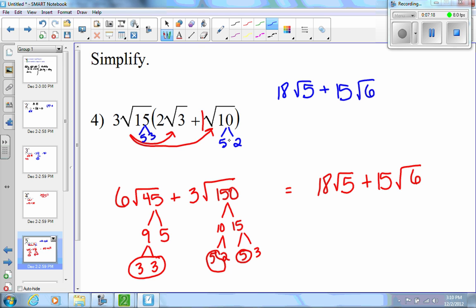I would kind of compare that to doing cross-canceling on a fraction when you're multiplying, before you just multiply it all out so your numbers aren't as big. Kind of the same idea that I'm doing here with radicals.